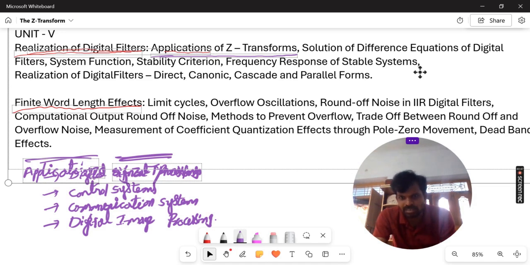Okay, we will discuss later the Z transform definition and representation, what is meant by ROC and what the properties of ROC are. After completion of that, we will discuss problems on the Z transform.